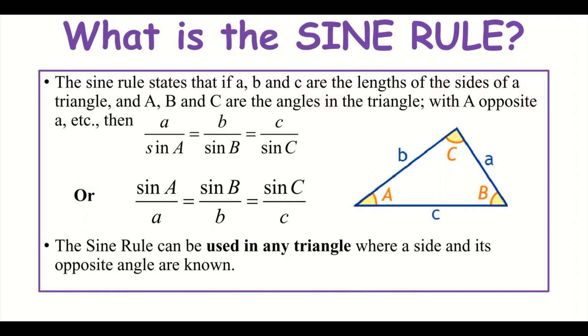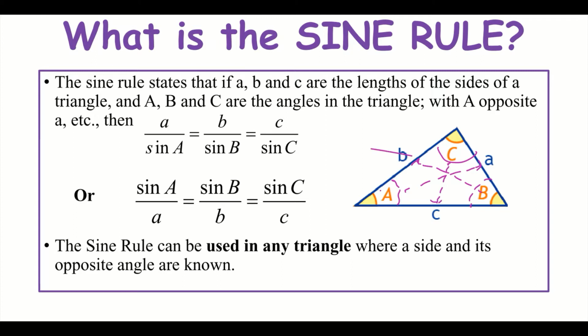Let's get to it. So what is the sine rule? The sine rule states that if a, b, and c are the lengths of the sides of a triangle, and A, B, and C are the angles in the triangle, with A opposite side a. So if I have the angle A here, opposite of it is the side a. If I have the angle B, opposite of it is the side b. And if I have the angle C, opposite is the side c.